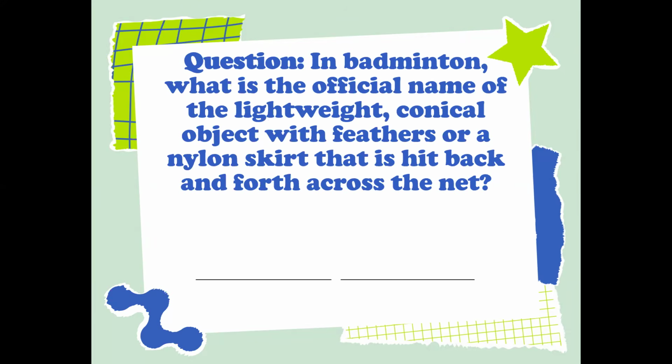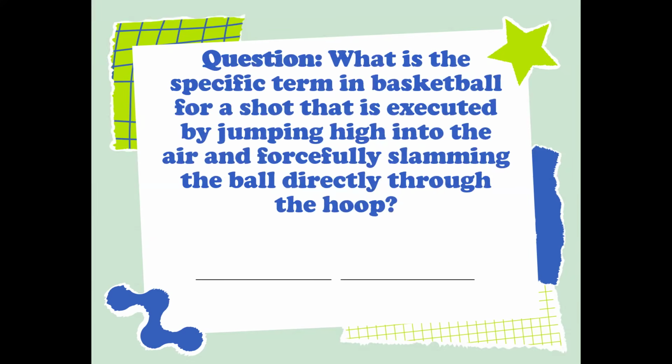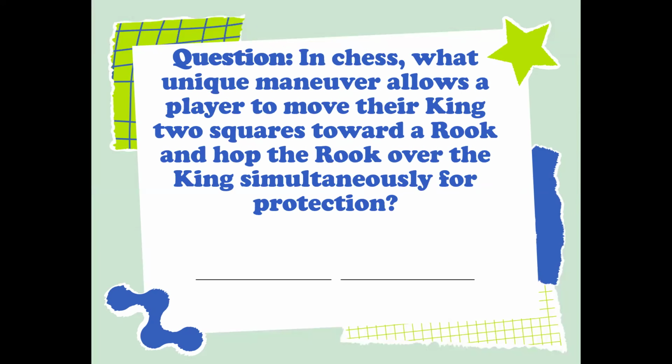Next, in badminton, what is the official name of the lightweight conical object with feathers or a nylon skirt that is hit back and forth across the net? तो एक्सप्लेनेशन बहुत लंबा है लेकिन आंसर बहुत छोटा, that is shuttlecock. नेक्स्ट, what is the specific term in basketball for a shot that is executed by jumping high into the air and forcefully slamming the ball directly through the hoop? The answer is dunk. बास्केटबॉल में दो टर्म, एक डंक और दूसरा ब्लॉकिंग। ठीक है.